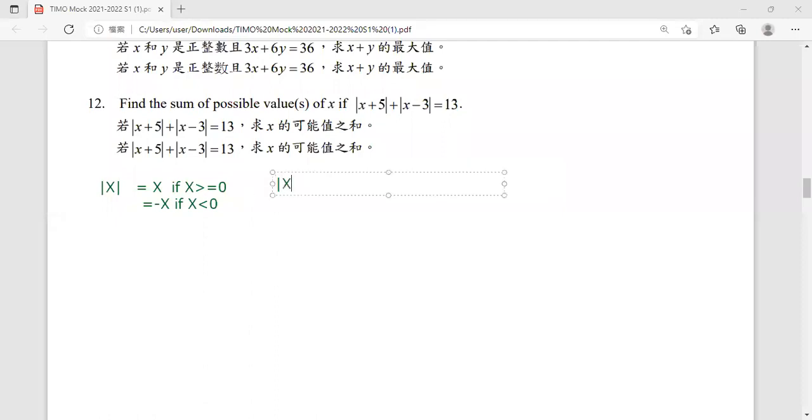You mean that something? This one. This is non-negative. Non-negative, okay? It can be 0. It can be 0.